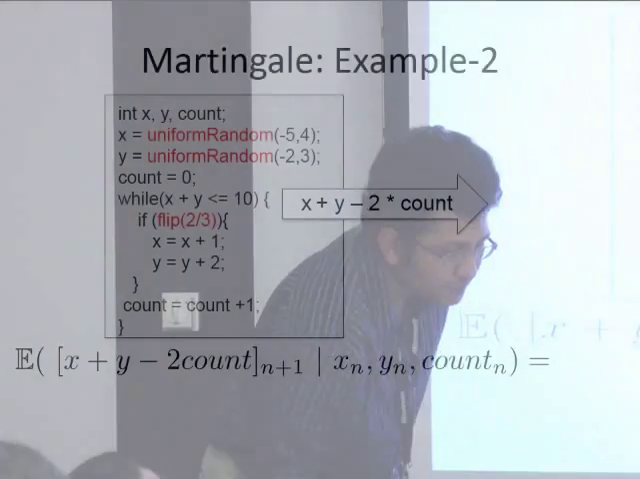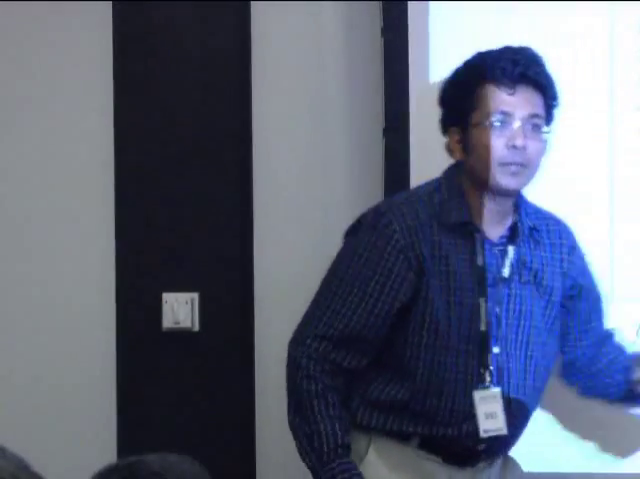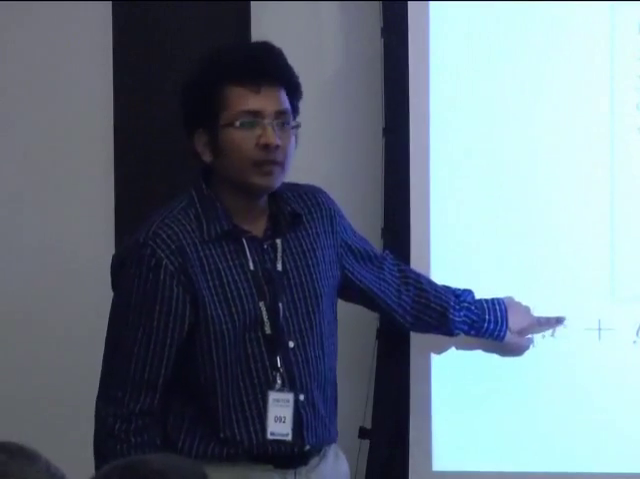Now, the question is, I'm going to write this notation to say the value of x plus y minus 2 count at step n plus 1. Okay, what's the expected value of this given you know the value of x at n, the value of y at n, the value of count at n? What is the expected value?